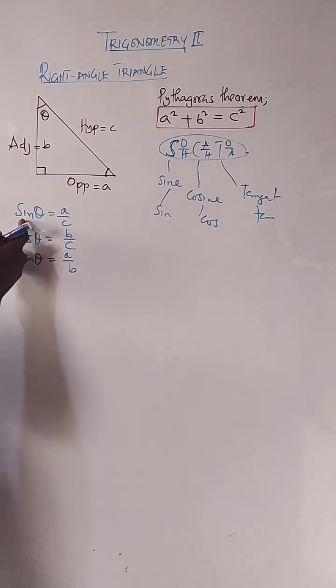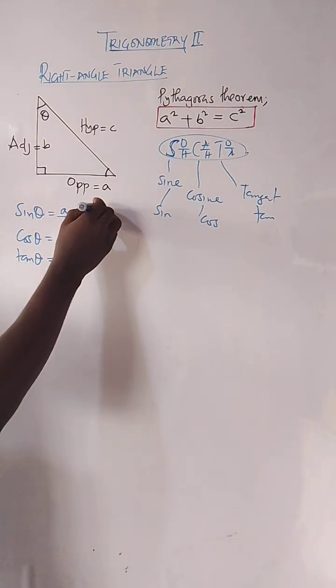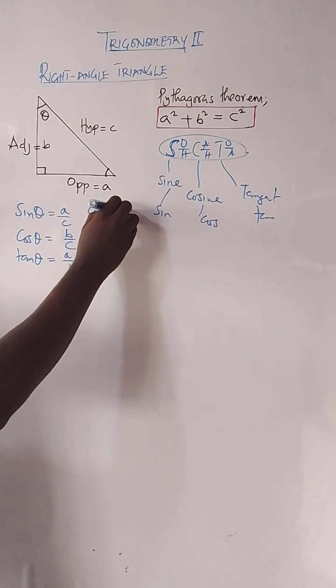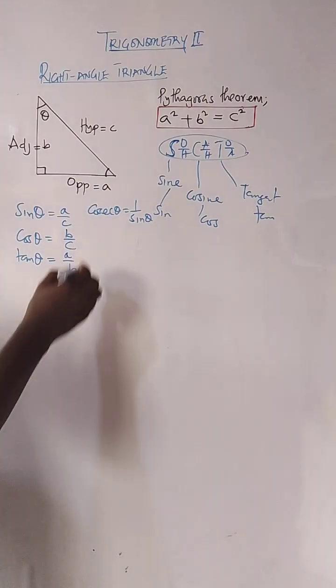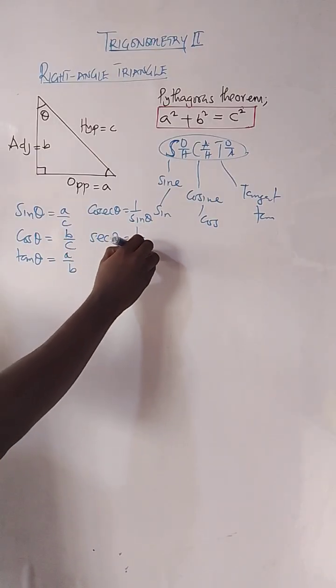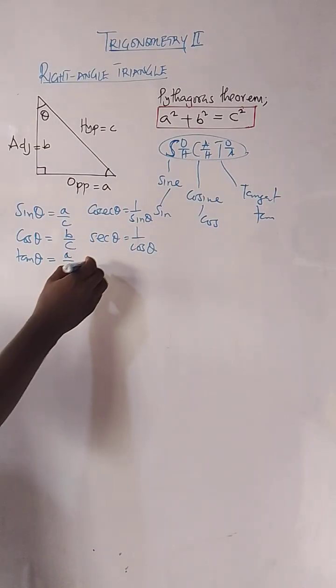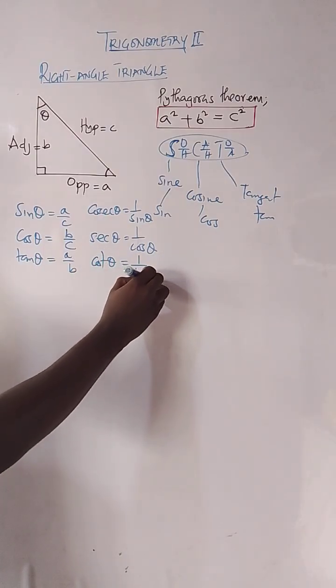Then we have the inverse of the sine, which is the hypotenuse to opposite. We'll call that one cosec theta. So cosec theta is the inverse of sine theta. Then the inverse of cos is secant, that's sec theta. Then the inverse of tan is called cot theta, which is 1 over tan theta.